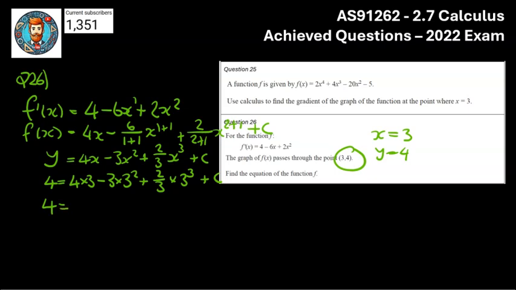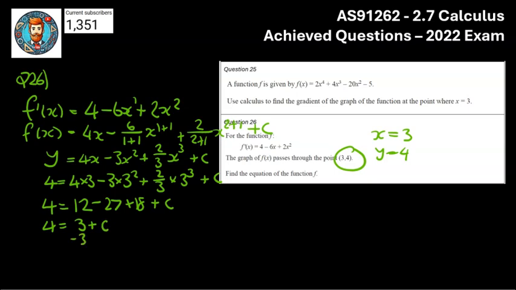So that means 4 is going to be equal to 3 times 4 is 12. 3 squared is 9 times 3 is 27, so it's going to be minus 27. And then we've got 3 cubed is 27, divided by 3 is 9, times 2 is 18. So that's going to be plus 18. And then we've got our plus c. Simplifying all of this here, 12 plus 18 is 30, minus 27 is 3. So that means 4 is going to be equal to 3 plus c.